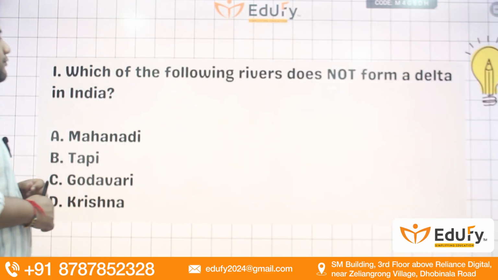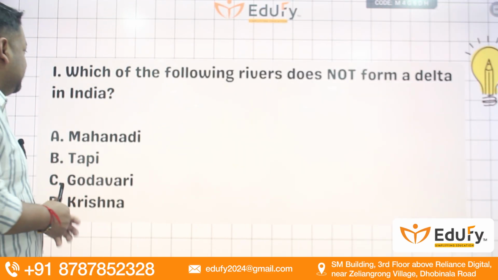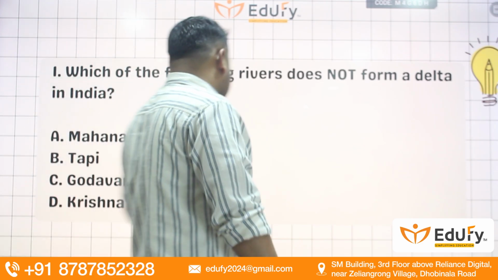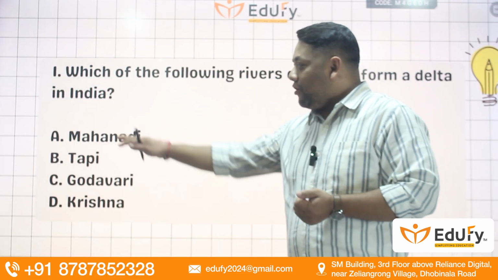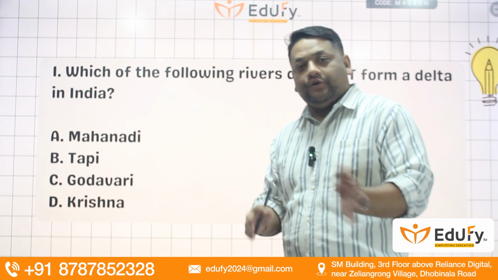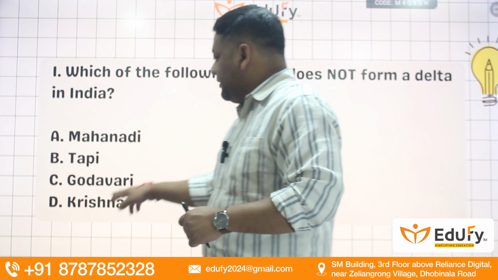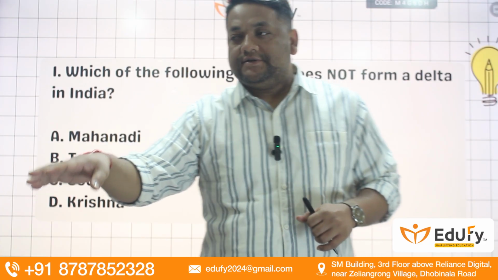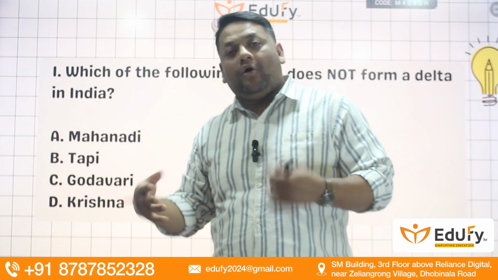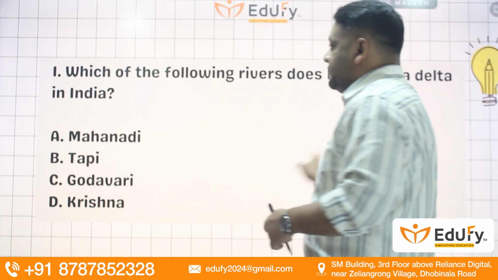Number one, which of the following rivers does not form a delta in India? Mahanadi, Tapi, Godavari, Krishna. Remember, Tapi does not form a delta in India. All these other rivers are flowing towards the Bay of Bengal. They all make a delta, but Tapi does not. Tapi discharges at the Arabian Sea, that is the Gulf of Cambay, or you can say Gulf of Khambhat. So Tapi is the right answer.